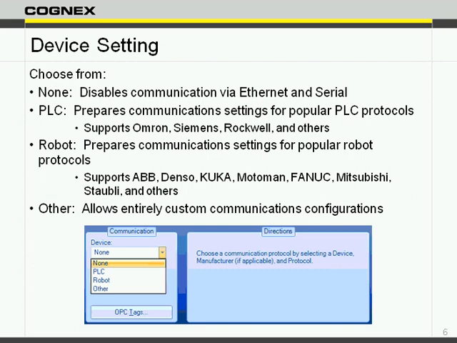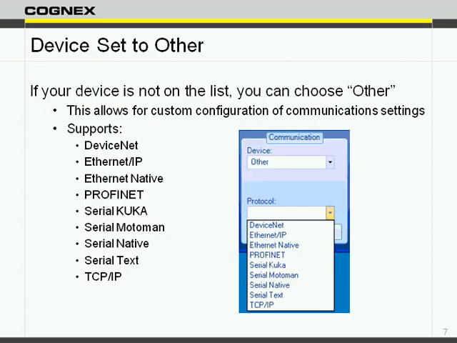So again, under a device, you can choose none, which disables the Ethernet and the serial communication. You can choose PLC. Again, we already have it configured for 3 different manufacturers: Omron, Siemens, and Rockwell. You could also set it up for others. And we again have 7 different manufacturers of robots already preset for you if you were to choose robots. Other, which is what I'm going to show you also today, lets you customize the communications and the configurations. And you also have the OPC tags there, which I'll show you as part of the demo.